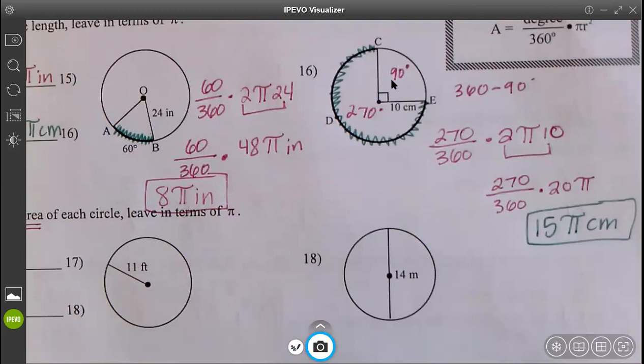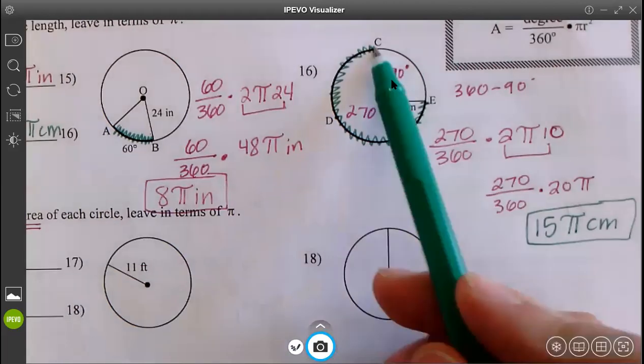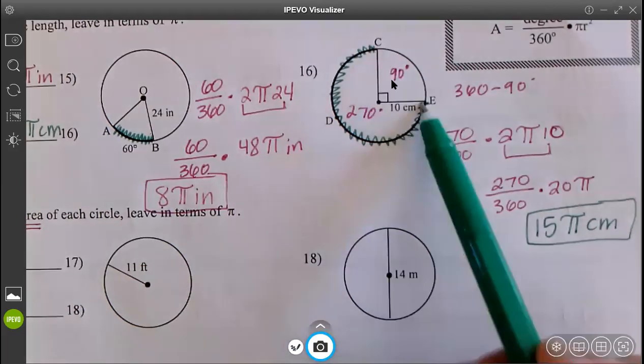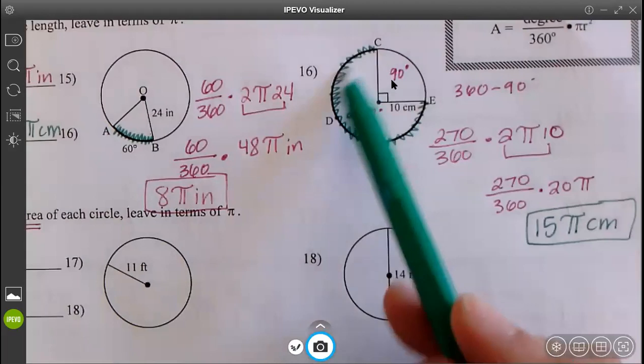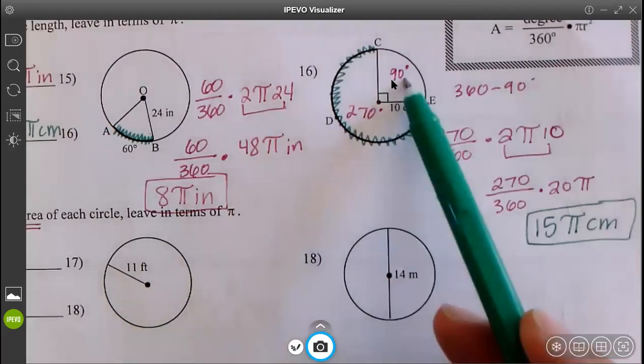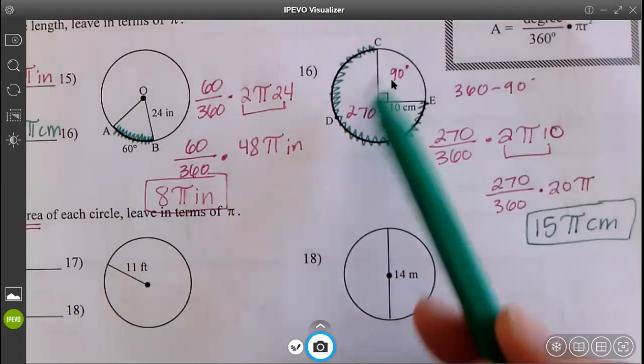So that's why whenever you have the dark piece, you want to... that's why I put the little squiggle line on here. This is what we're focusing on, not the 90 degrees. That helps me get to what degree this is going to be.